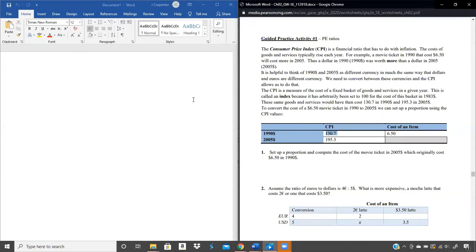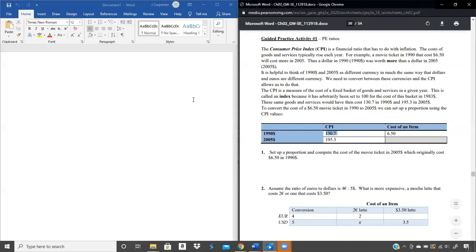So set up a proportion to compute the cost of a movie ticket in 2005, which originally cost $6.50 in 1990. This is not saying that you're going to go to the theater and this is exactly the price that you see. We are taking the price from 1990 and we're turning it into a price from 2005. And then in 2005, we could get our time machine out, go and look at the movie theaters and see if they're above or below that, to see if they overinflated or deflated. So again, just drawing a box around that.